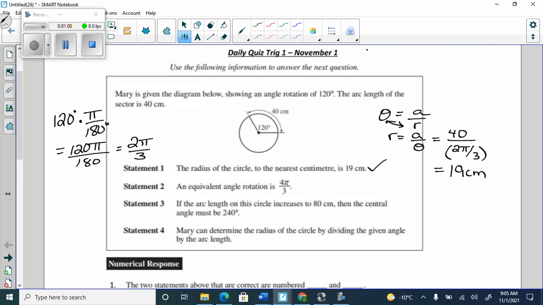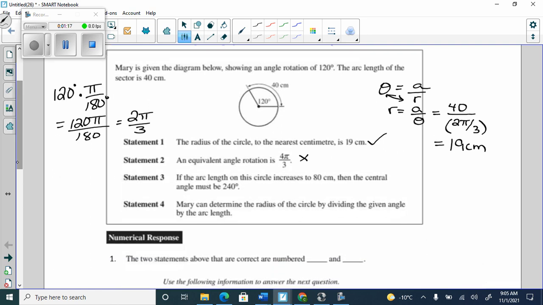Then the equivalent angle of rotation is 4 pi over 3. Is that true? No. Now you have to watch. Sometimes they'll give you a coterminal with it, which would be true, right? If they give you a coterminal with 2 pi over 3, it would be fine. This one is not.